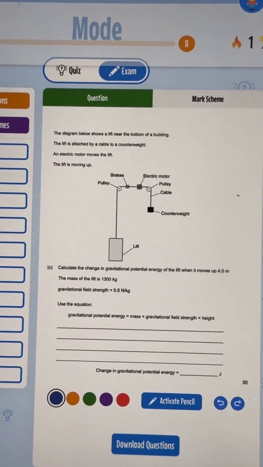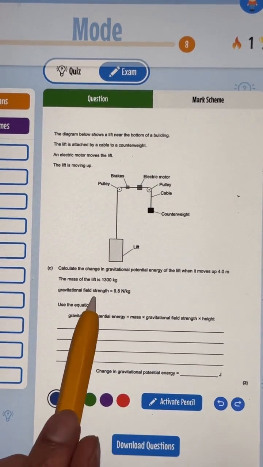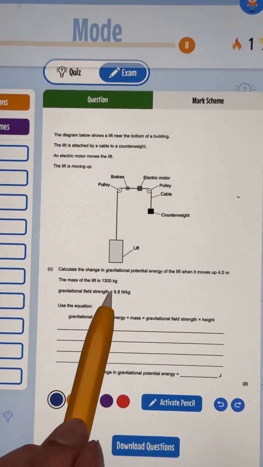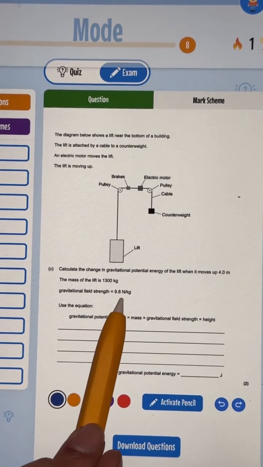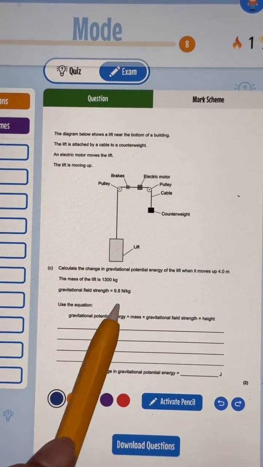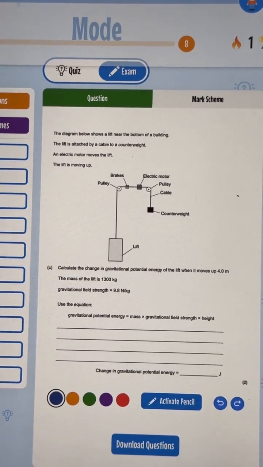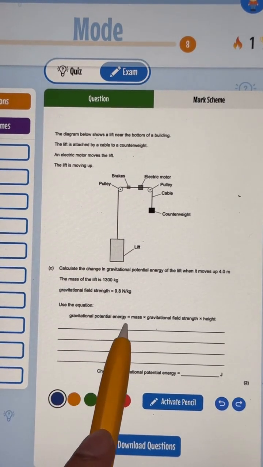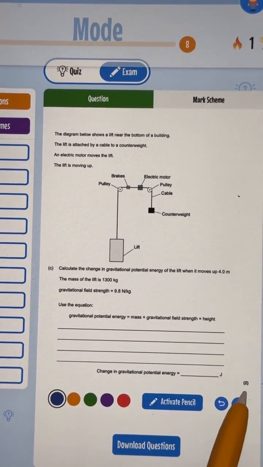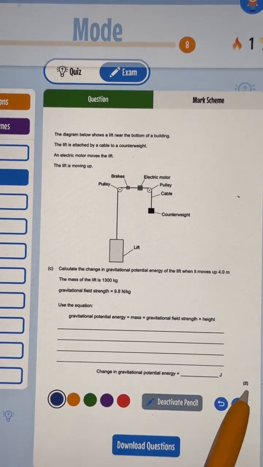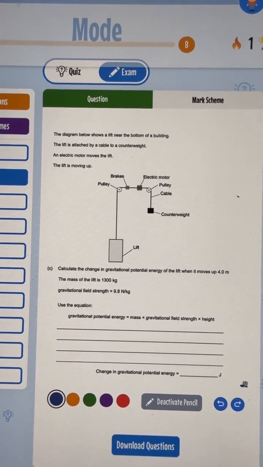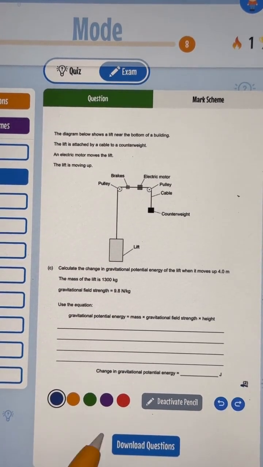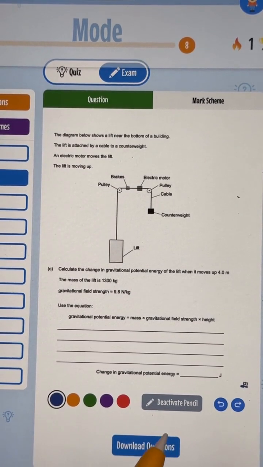Calculate the change in gravitational potential energy of the lift when it moves up 4 meters. They've given us that the mass of the lift is 1300 kilograms and the gravitational field strength is 9.8 newtons per kilogram. In this question, they've actually given us the equation as well, which is why the question is only worth 2 marks, because they've already told us the equation.